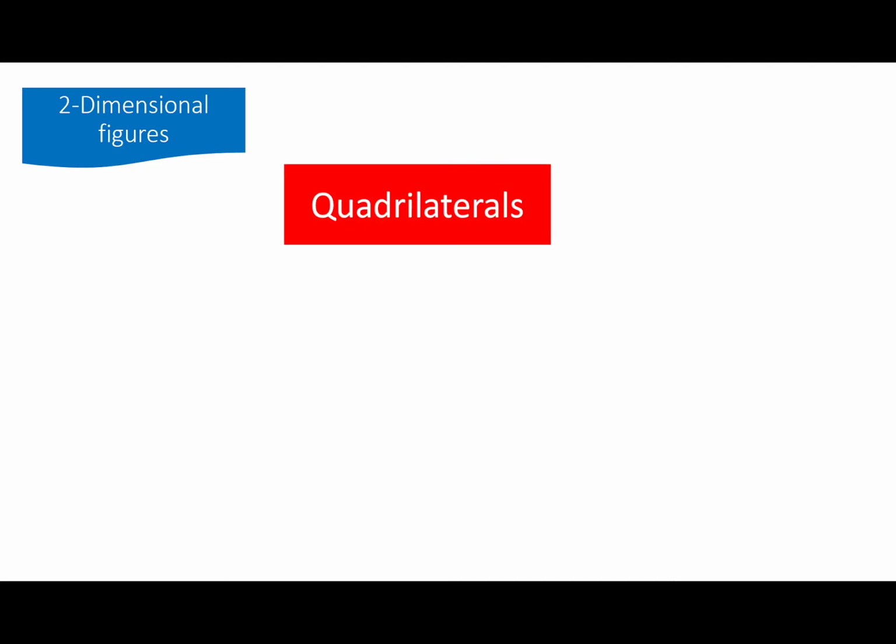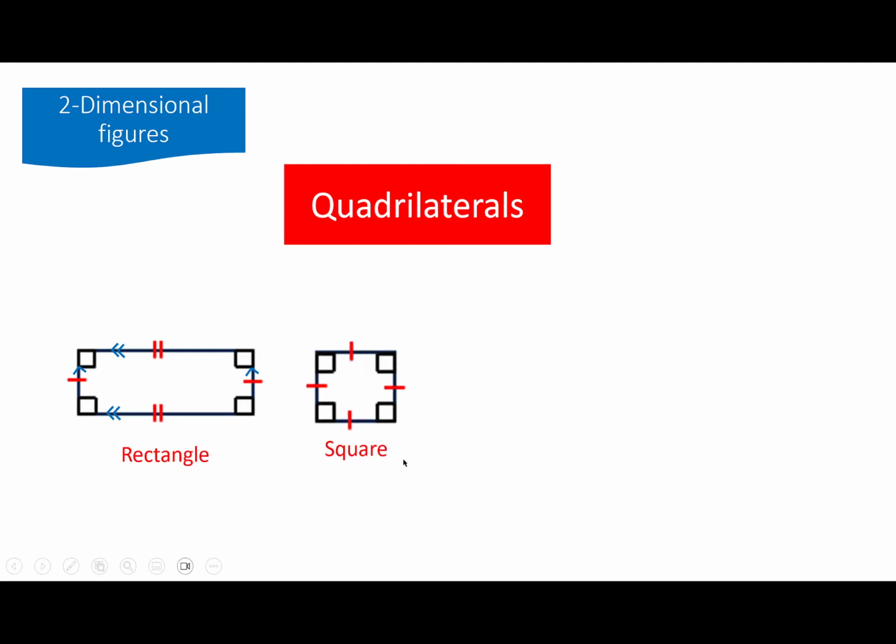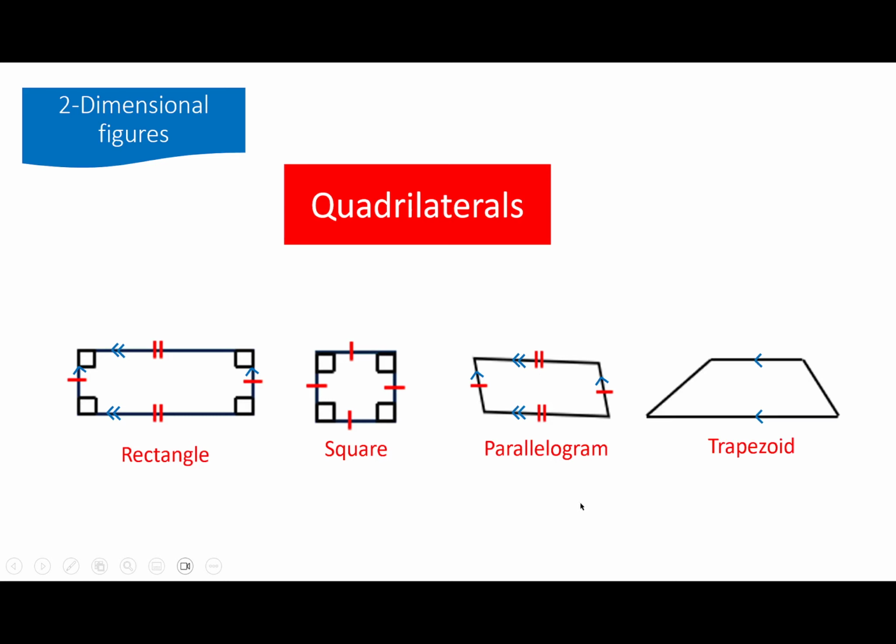Two-dimensional figures. Quadrilaterals. Rectangle, that you have two sides equal and parallel, two sides equal and parallel, and 90 degrees. All these angles are 90 degrees. Square is a particular case of a rectangle, the same thing except that all the edges are equal. Parallelogram, these two are equal and parallel, and these two are equal and parallel. Trapezoid, only this and this are parallel.